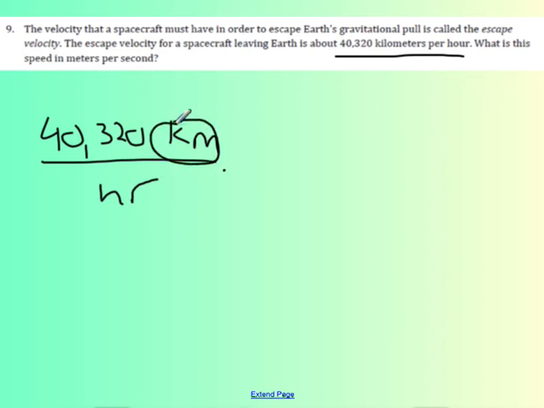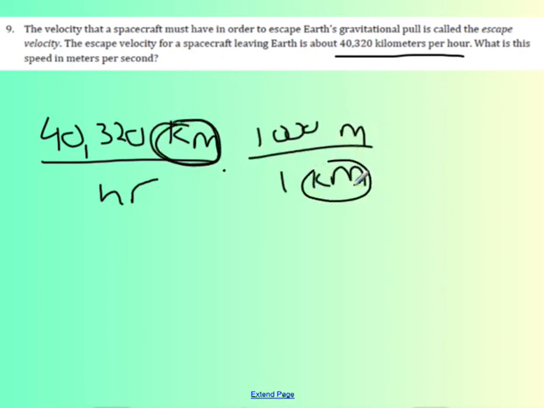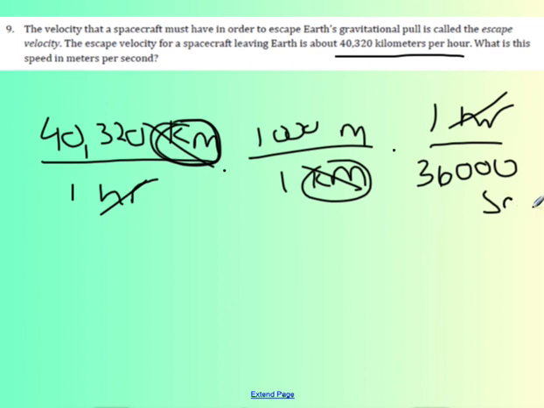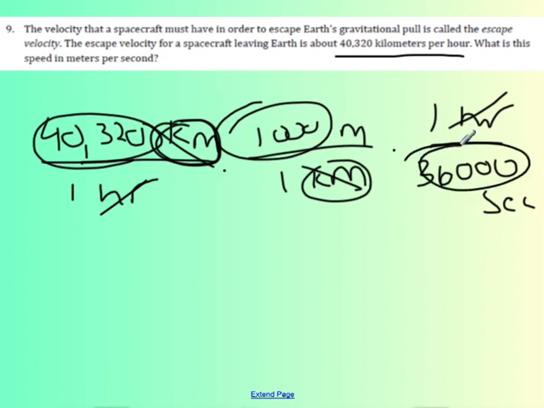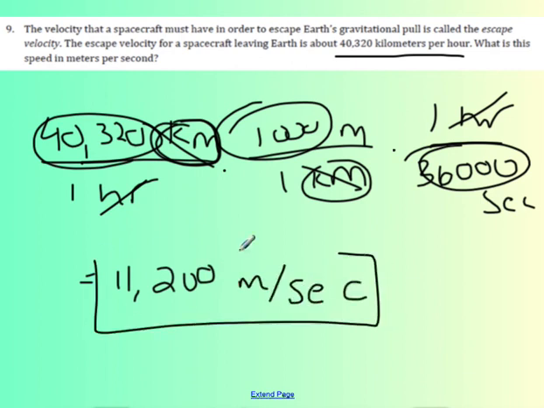So the first thing I want to do is translate kilometers into meters. There's 1,000 meters to every 1 kilometer. Notice that I put kilometer on the top and on the bottom so that they would cancel each other out. Then I want to convert hours to seconds. So I want to put 1 hour on top so that my label will cancel. And then I want to put my number of seconds on the bottom, which we decided was 3,600 seconds. So you're going to multiply 40,320 times 1,000, then divide it by 3,600. And then you end up getting 11,200 meters per second is the escape velocity, which is actually pretty cool.